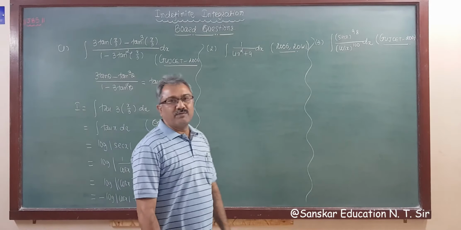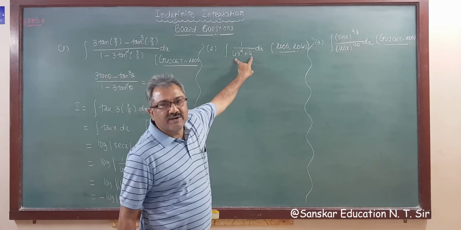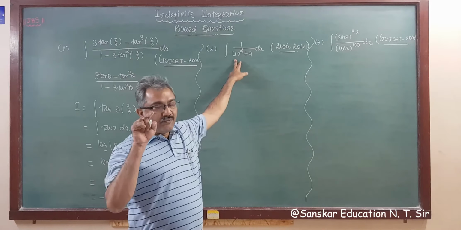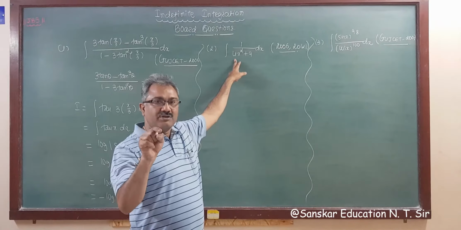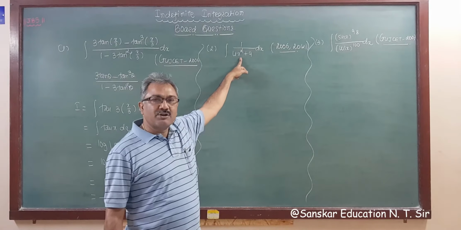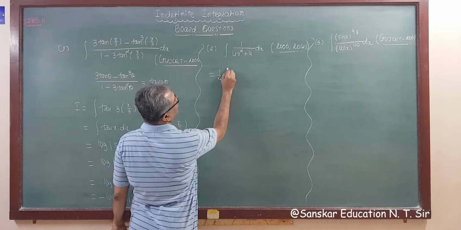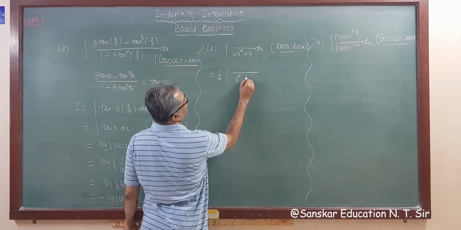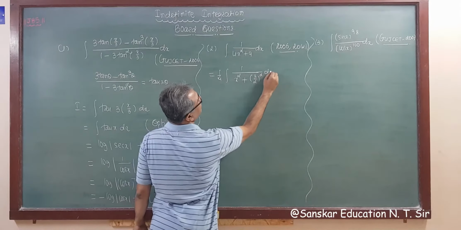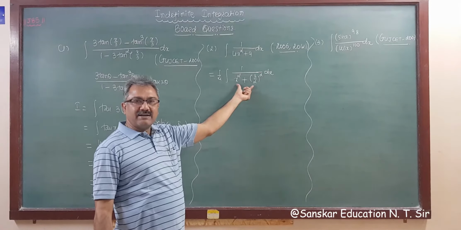Now the next question is 1 upon 4x square plus 9. It's a very simple question. You know this is a perfect square, and this is a perfect square, so the formula 1 upon x square plus a square is applicable here. But for simplicity and to avoid mistakes, keep the coefficient of x square always 1. So taking 4 common, we have 1 upon 4 integration 1 upon x square plus 9 by 4, that is (3 by 2) whole square, dx. So this is 1 upon x square plus a square, and the answer is tan inverse.